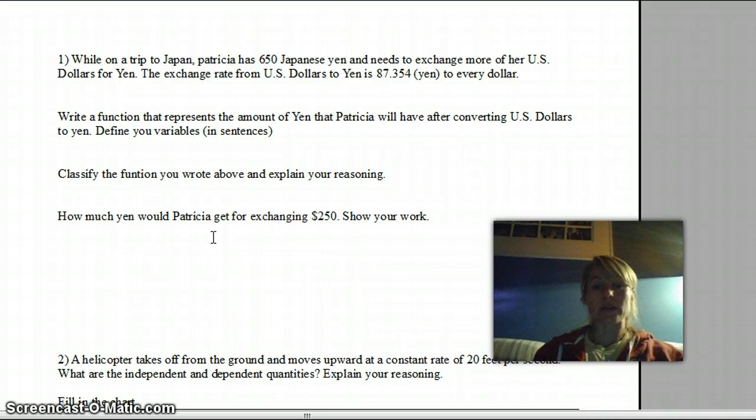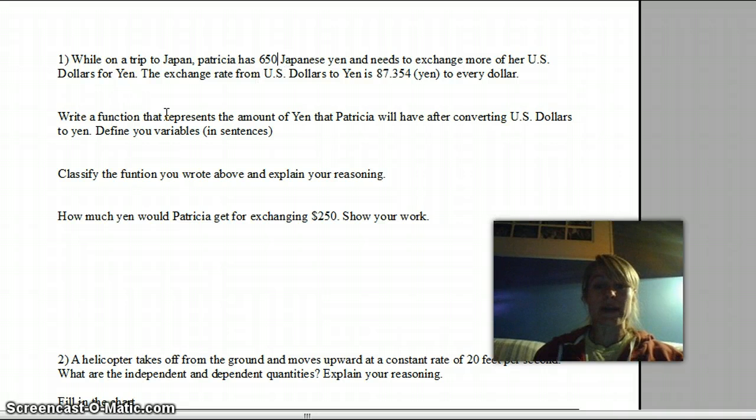I would also go back and look at what we did in our review today and see how well you did. The review is going to be the same types of problems you're going to see in your test. So you need to remember to read very carefully. You're going to identify the slope, which in this case is here, and the y-intercept because you started with 650.